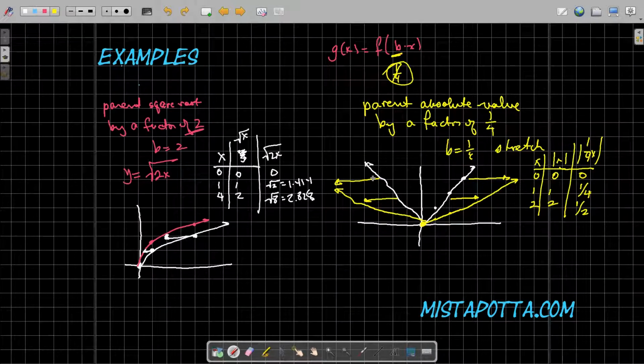So again, it is counterintuitive when we're talking about horizontal stuff happening. So it's just something to be aware of, that we're going to have to make sure that we stretch whenever our b is smaller than 1, that we shrink whenever our value of b is more than 1.